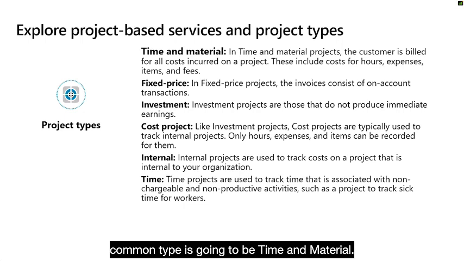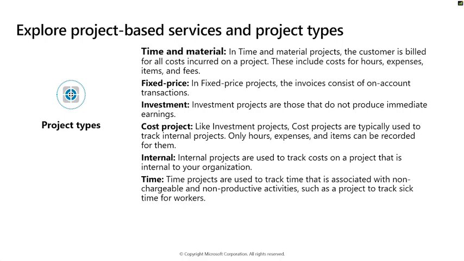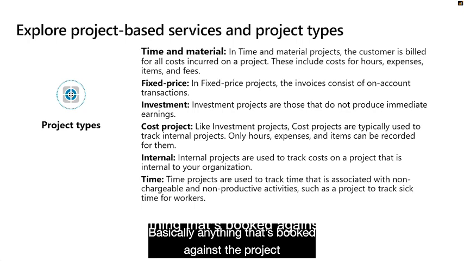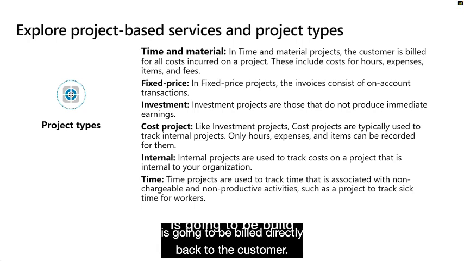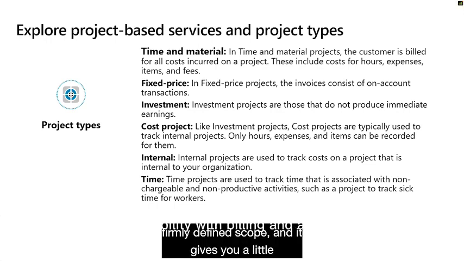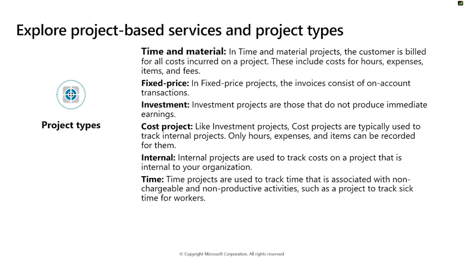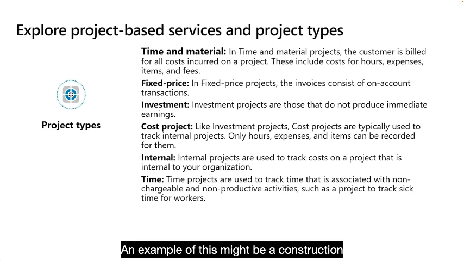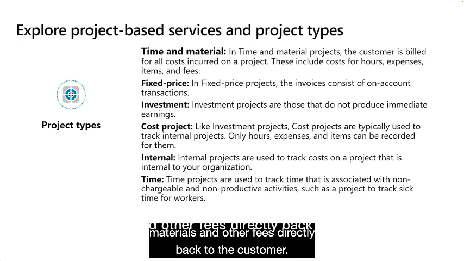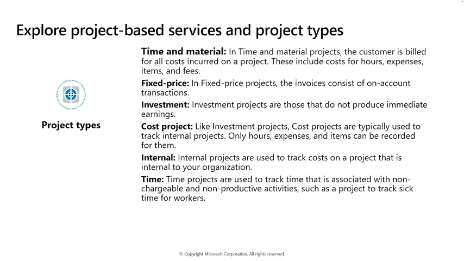So the first most common type is going to be time and material. All the time, the cost, expenses, items, fees, basically anything that's booked against the project is going to be billed directly back to the customer. Time and material projects are generally used for larger projects when you don't have a firmly defined scope, and it gives you a little bit more flexibility with billing and also timing. An example of this might be a construction project, maybe doing a house renovation. They're billing the cost of the labour, the materials and other fees directly back to the customer.